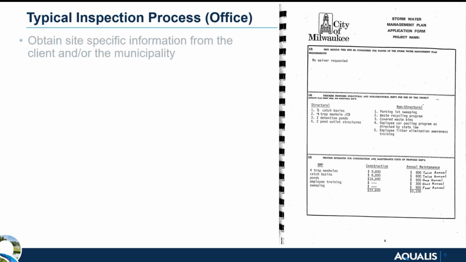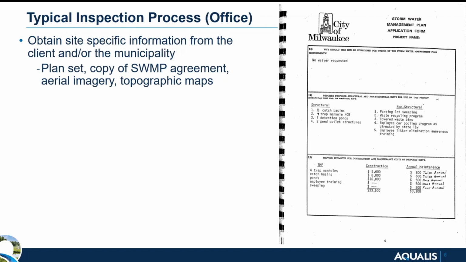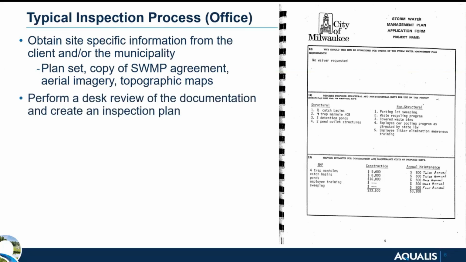So first things first, we want to obtain the specific site information from the client or the municipality. This could either be a site plan, stormwater management plan, aerial imagery, or perhaps a topographic map. The photo we have on the screen is an example from a stormwater management plan that lists all the different requirements that the property owner is supposed to be doing while maintaining their site. So it's a good checklist for us, in addition to any provided checklist that a municipality might have provided.